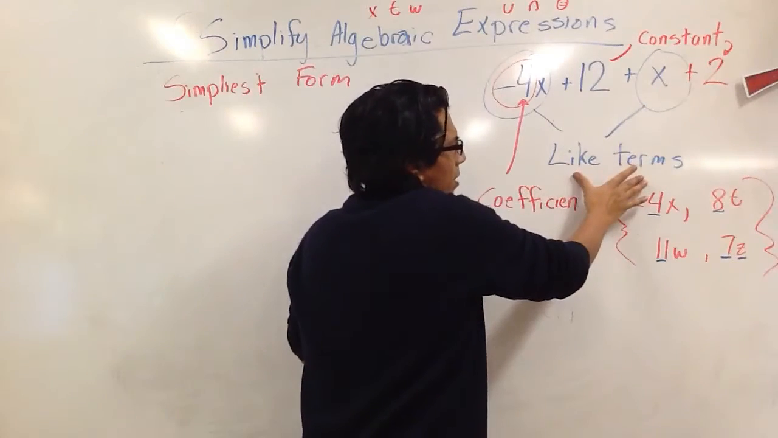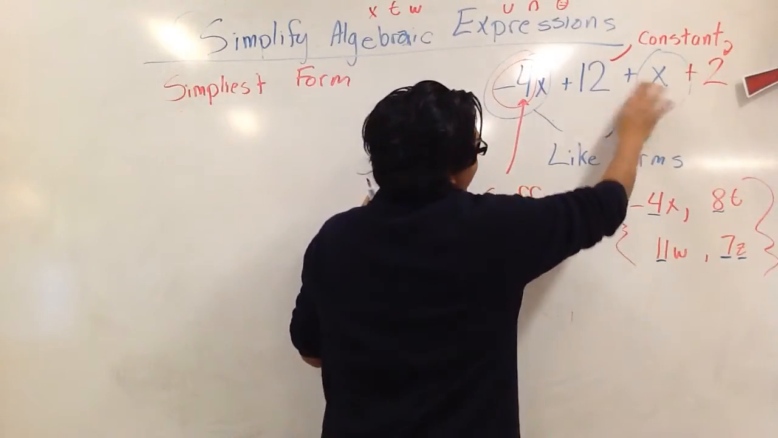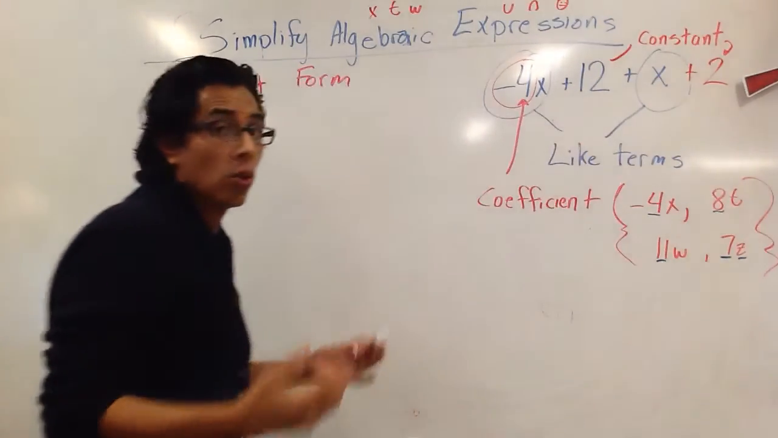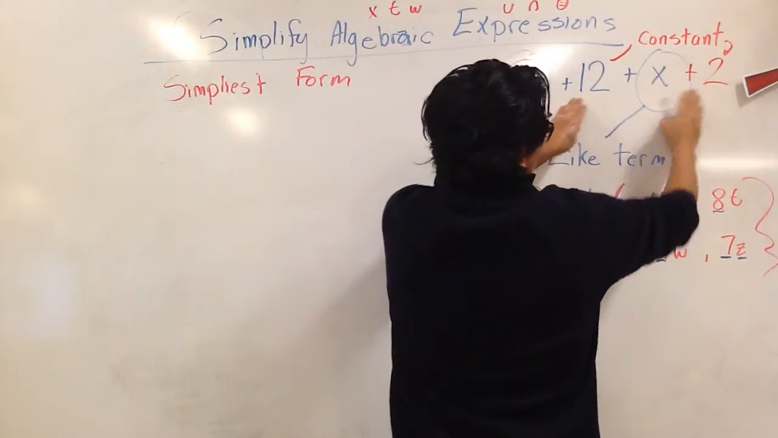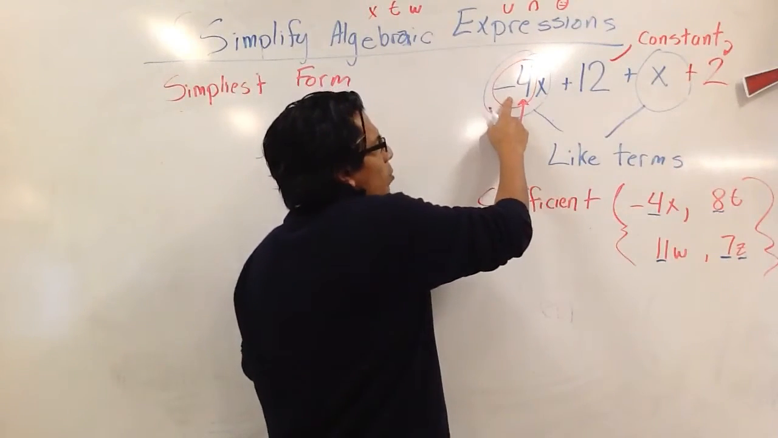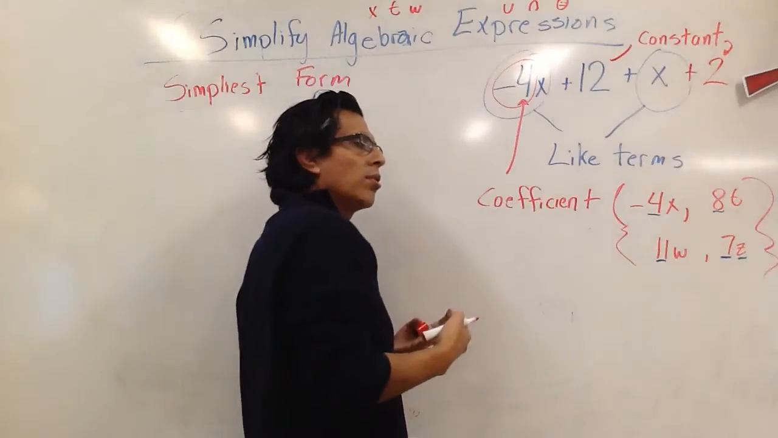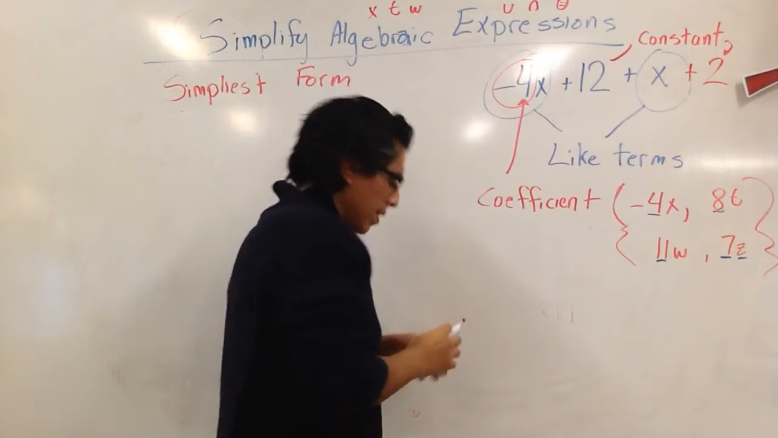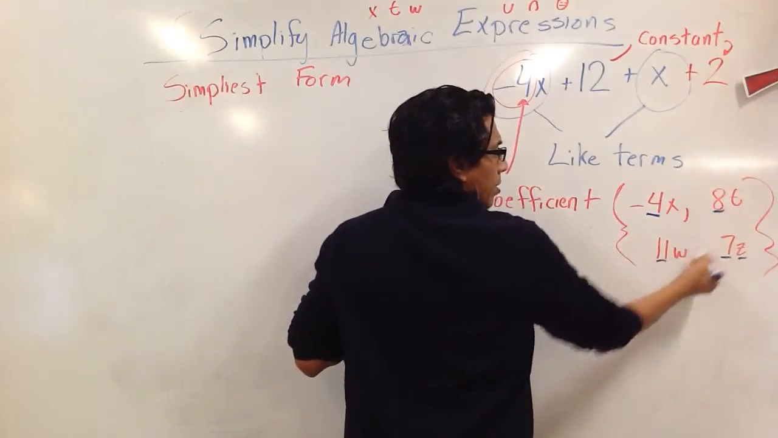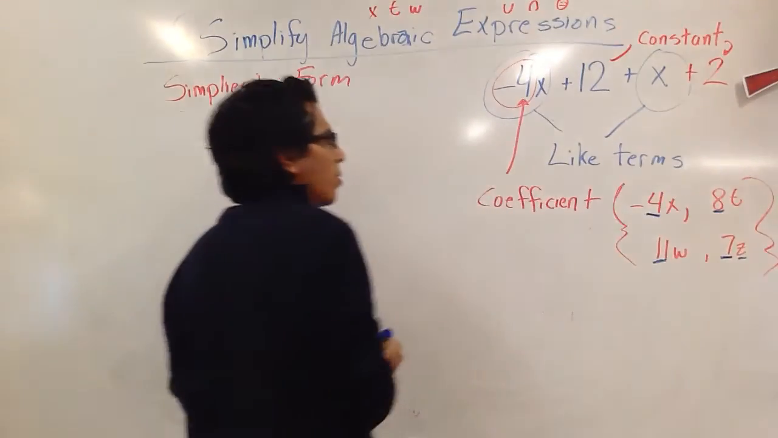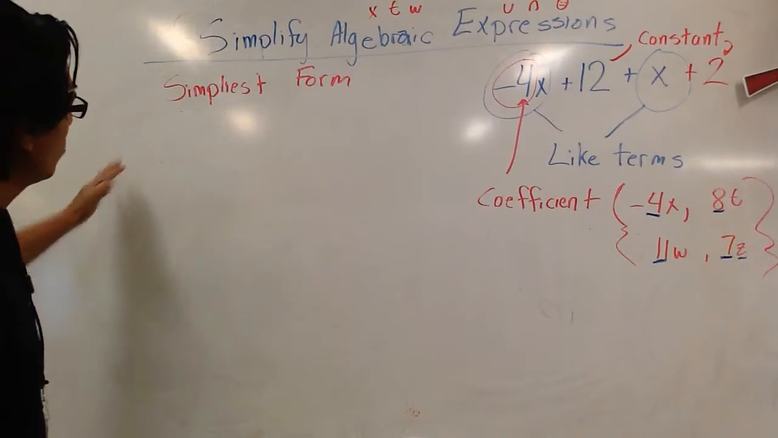In fact, here's my next vocabulary. Like terms means, see these x's? Because they're x's, they're considered like or alike. These are like terms because they're constants. These are like terms. And this 4 being multiplied by the x, that's called a coefficient. Co meaning together, collaborative, cooperative. And in fact, here are some other examples of coefficients: -4, 8, 11, 7. So that's the vocabulary we're going to be using. Let's move on to simplest form.